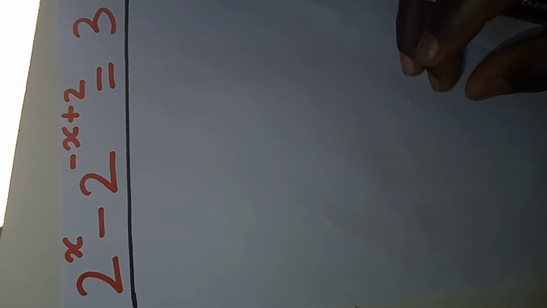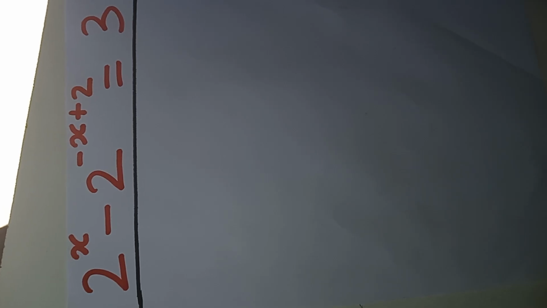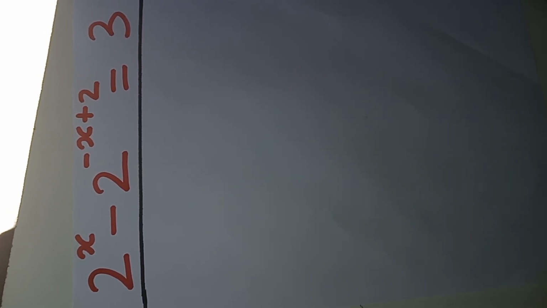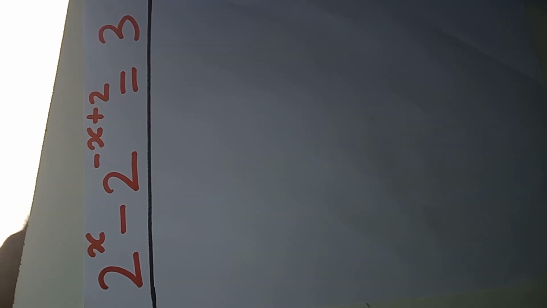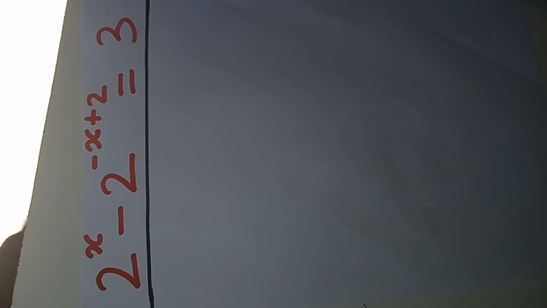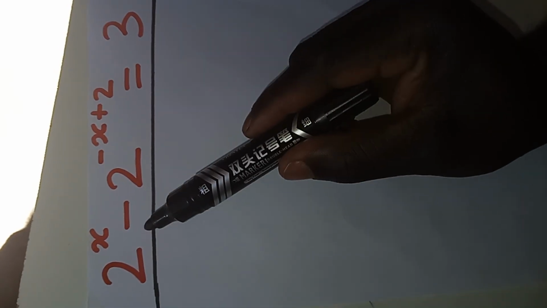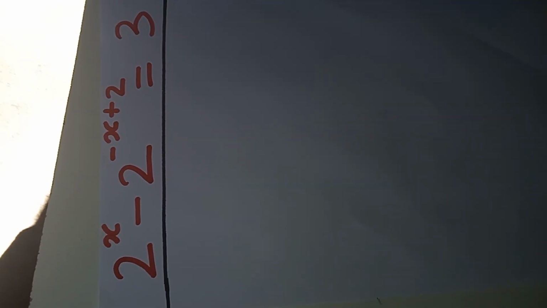Right. Welcome, guys. Today I have an interesting question where some guys have been asking me if I can help with how to articulate such equations. Like in this case, we have an interesting equation where 2 is raised to the power of x on this part, and we have 2 raised to the power of minus x plus 2, and is equated to 3.